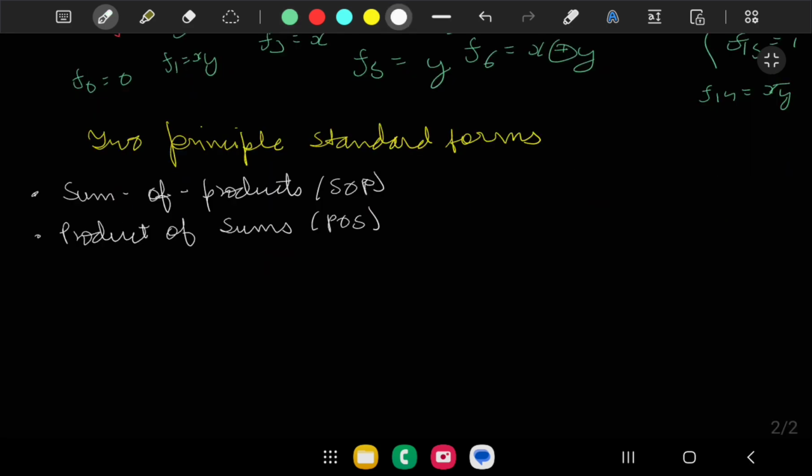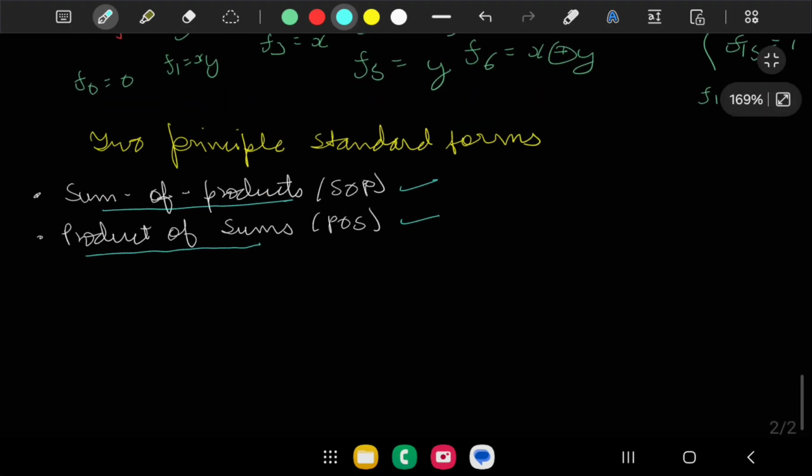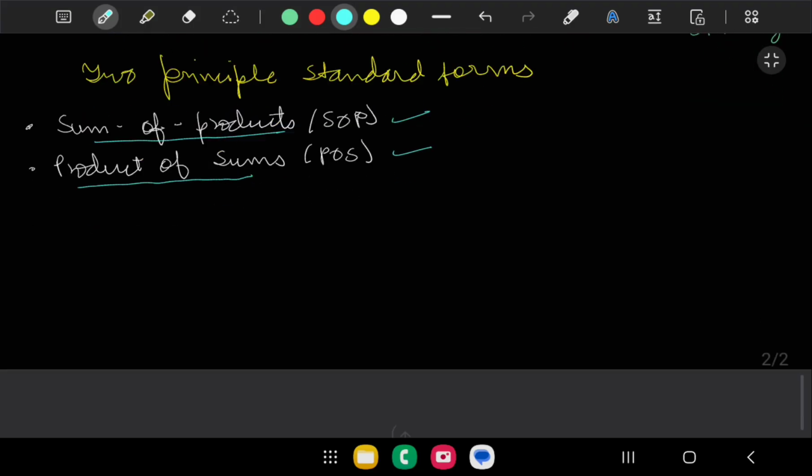So what are the standard forms? These are the two standard forms. One is SOP and one is POS. Sum of products and products of sum. Okay. So these are the two standard forms that we have and we have to study. So let's start. So first of all, let's see some definitions.